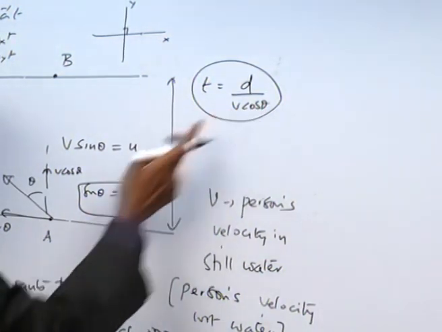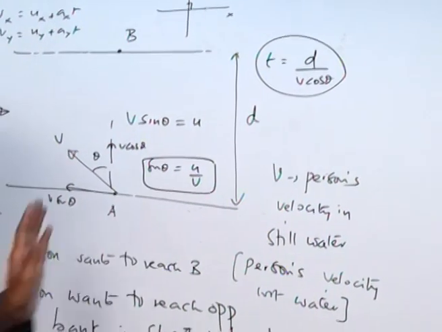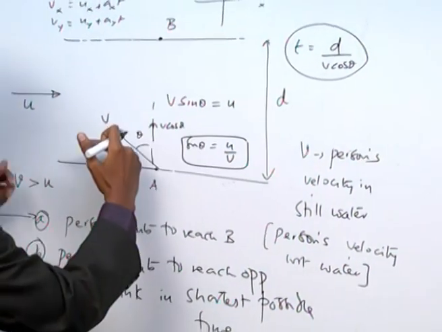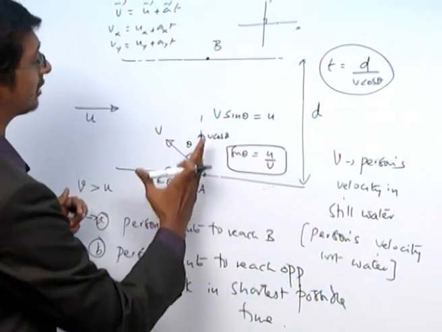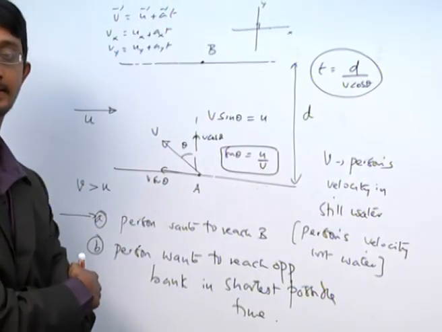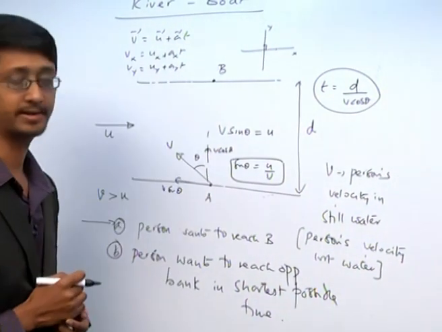How do you know theta? You got it from here. Sine theta is given by u by v. So he must swim at that angle so that his velocity cancels reverse velocity. His horizontal component cancels reverse velocity. Vertical component will take him to the opposite side. This is the first case where he has to reach the opposite bank.